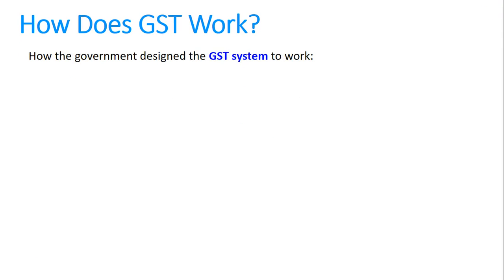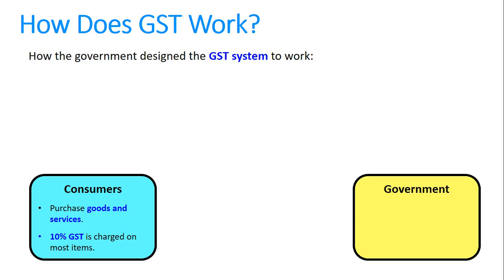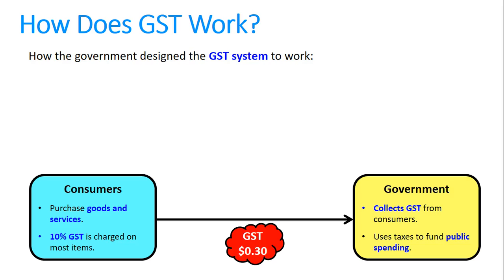And how the government designed the GST system to work is it's not what's called a direct tax. A direct tax would be this. You've got consumers buying goods and services and getting charged GST. And then on the other side, you've got the government collecting GST from consumers and then using it to build roads and schools and so on. So what would be a direct tax is if the customer with that 30 cents GST just gave it straight to the government. But that's not even possible. How could you, every time you bought a Coke or any sort of good or service, give the money straight to the government? You don't.